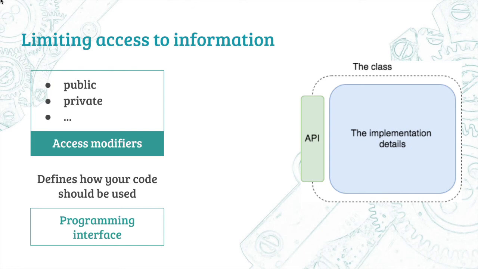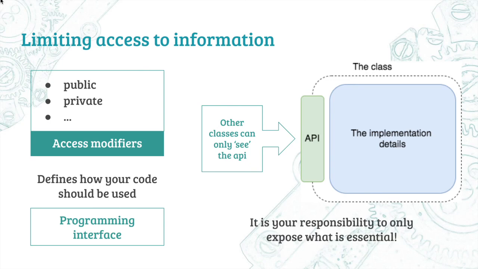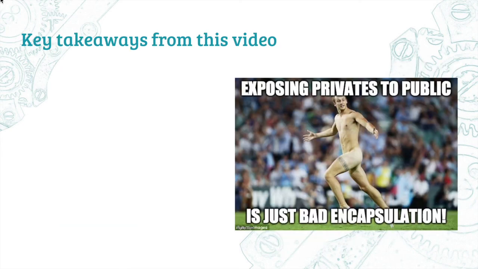Now I'll explain more about what implementation details really are in another video. So other classes can only see the API of your class, and the implementation details are hidden from them, hence the term information hiding. So as a developer, you define how your code should be used, so it is your responsibility to only expose what is essential for the correct working of your class.